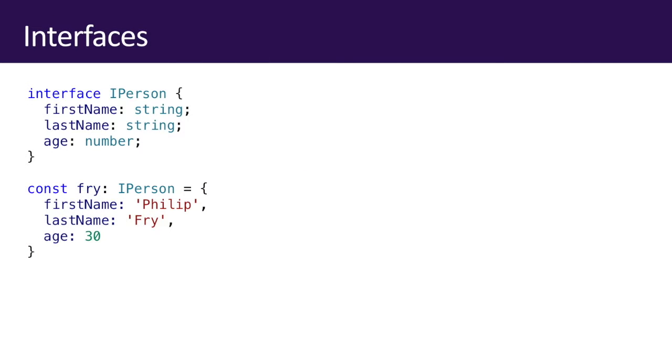We say, okay, we're going to have an object. It conforms to this interface, which means it will have every single property listed in that interface. And it will be of these certain types, and there won't be any extra properties either.